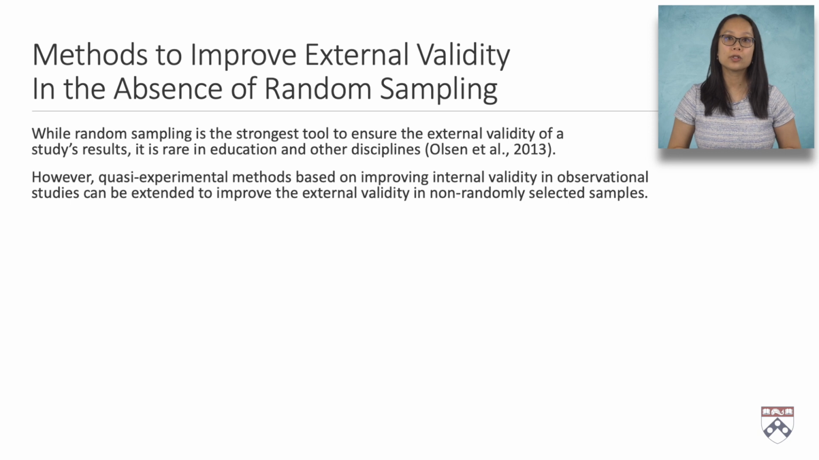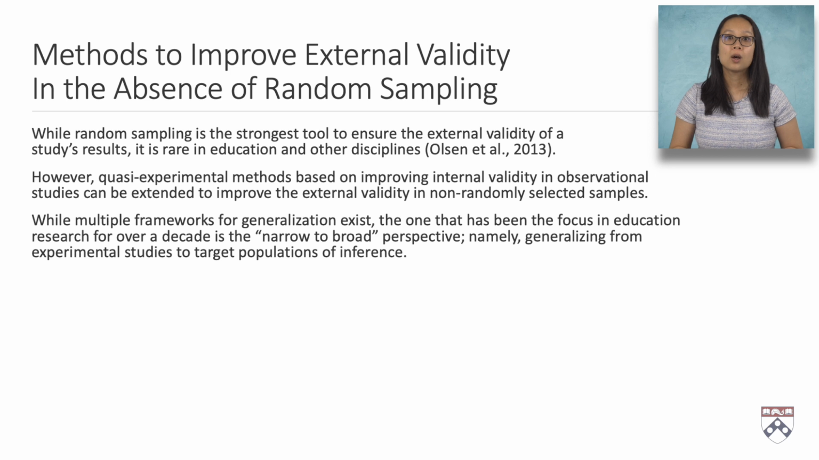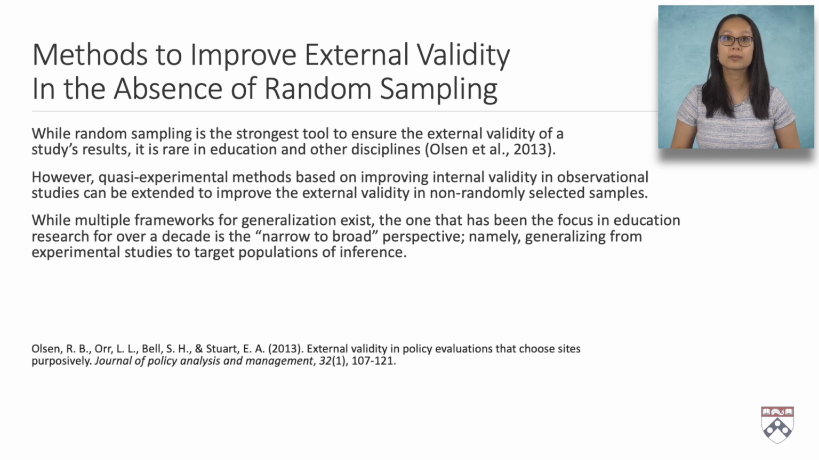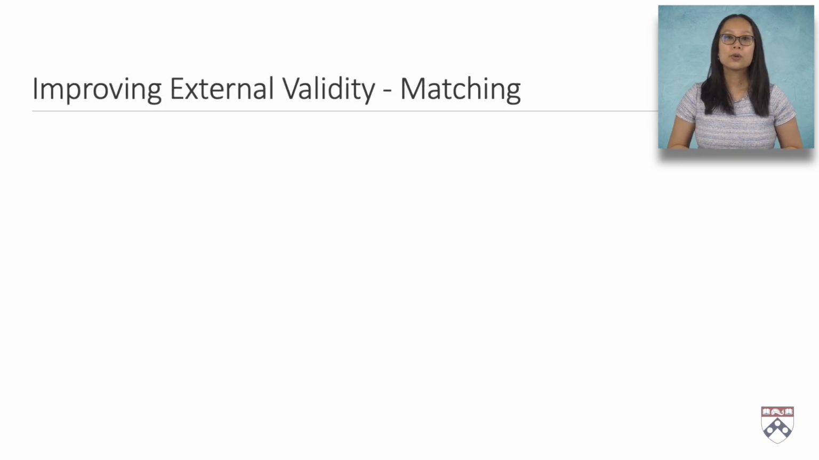However, quasi-experimental methods based on improving internal validity in observational studies can easily be extended to improve the external validity in non-randomly selected samples. While multiple frameworks for generalization exist, the one that has been the focus in education research for over a decade is the narrow to broad perspective, namely generalizing from experimental studies to target populations of inference. So how do we extend the results or the methods from the internal validity threats to the case when we're trying to improve and overcome the threats to external validity?